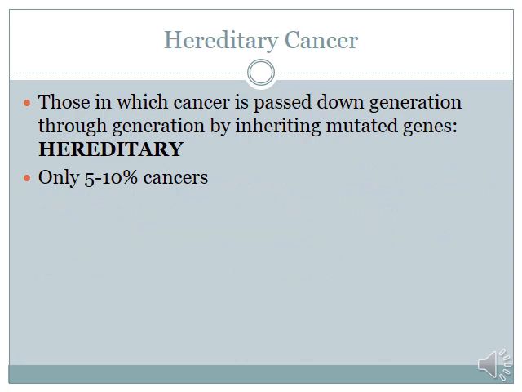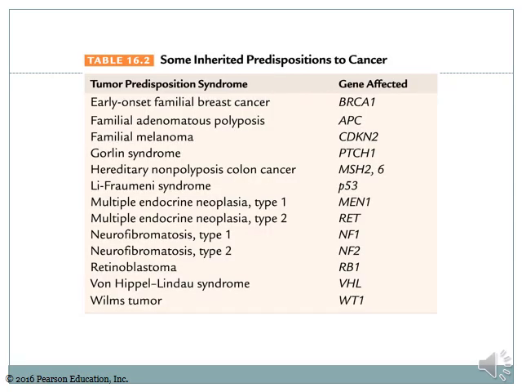Those in which the cancer is passed down generation through generation by inheriting mutated genes in the autosomal dominant mode of inheritance are referred to as hereditary. This only occurs in 5 to 10% of cancers. This slide is showing you some inherited predispositions to cancer and some of the genes that are affected.